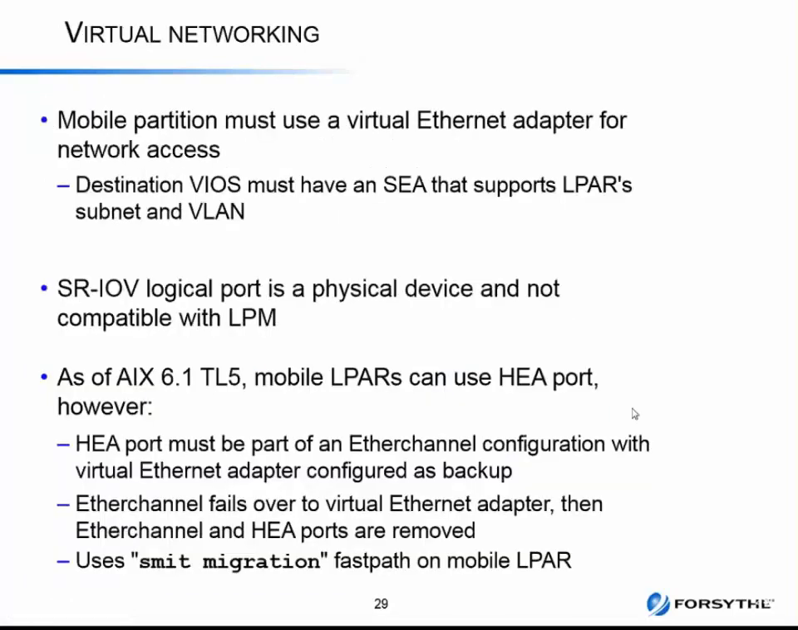In terms of the virtual networking, that destination VIO server has got to have an SEA defined that supports the source LPAR subnet and VLAN. So if you're using a different subnet and VLAN on the normal SEA on that VIO server, you need to add a second one that will support where the source is coming from. Also make a note of the fact that we've now brought out SR-IOV adapters, and the SR-IOV adapter is treated kind of like the IVE or HEA. It is a physical device and it is not compatible with LPM. So if you want to use LPM, do not put those LPARs on the SR-IOV, IVE, or HEA.